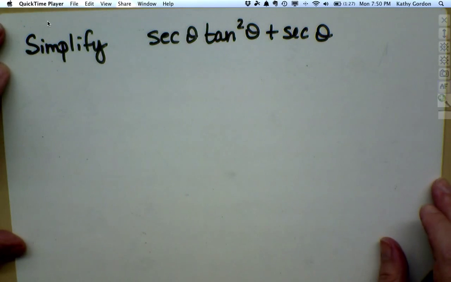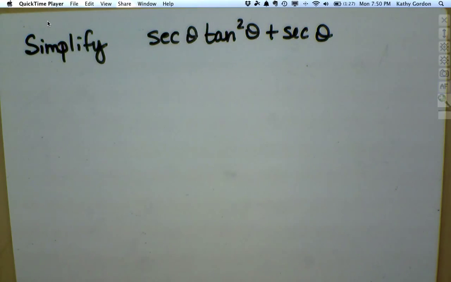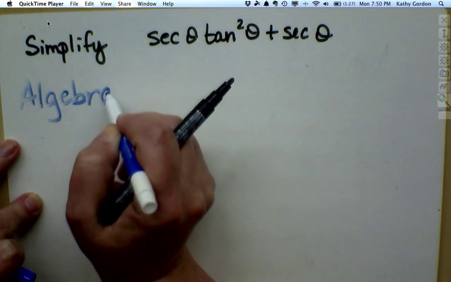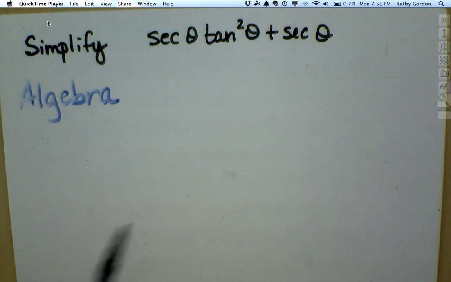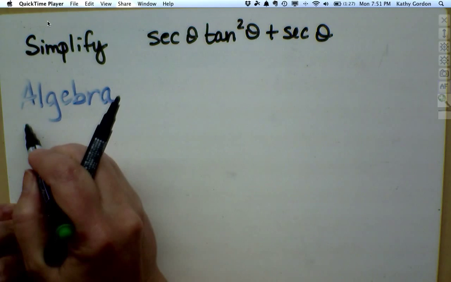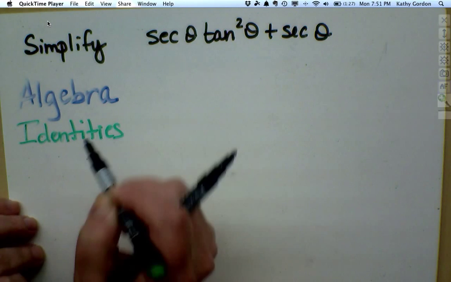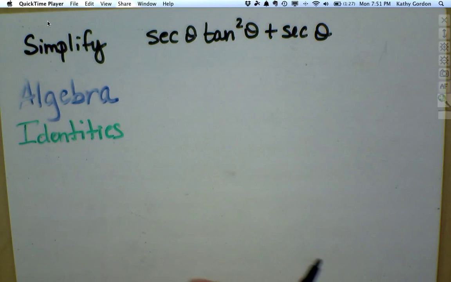What we need to look for are two things. We want to look for the algebra that we can do to help us simplify, and we want to look for the identities that we can use to substitute. So the algebra allows us to rewrite things in certain ways based on algebraic rules. The identities allow us to rewrite things in certain ways based on substitution, being able to take a piece of the expression and substitute it with something else that is a better fit.